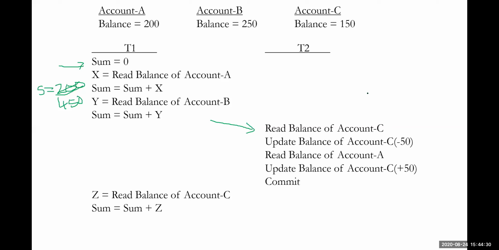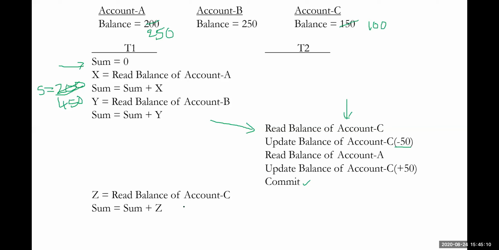Now some updations have taken place. Account C has been read here and updated with minus 50, so it is now 100. Because the commit will be here, I am updating directly at the global area. The balance of A has been read and updated with plus 50, so it is 250. Then commit was there, so both have been updated at the global area. Now interleaved by transaction T2.